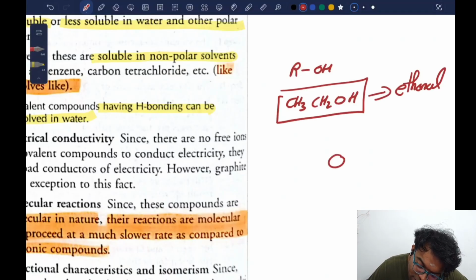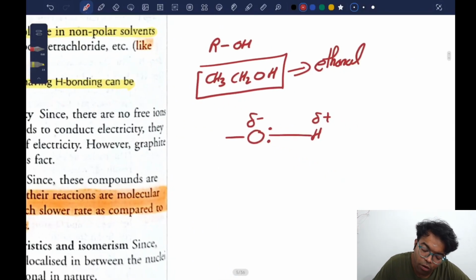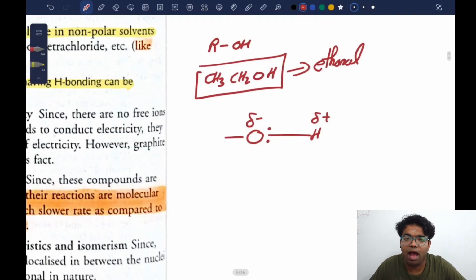So, what happens inside this O-H bond? We have already discussed what electronegativity is, right? It is the ability of an atom in a molecule or in a bond to attract the electrons towards itself. So the electrons that are being shared between oxygen and hydrogen are attracted towards oxygen. Therefore, oxygen has a negative charge, whereas hydrogen has a positive charge. So, a polarity is being shown here, in a covalent molecule.